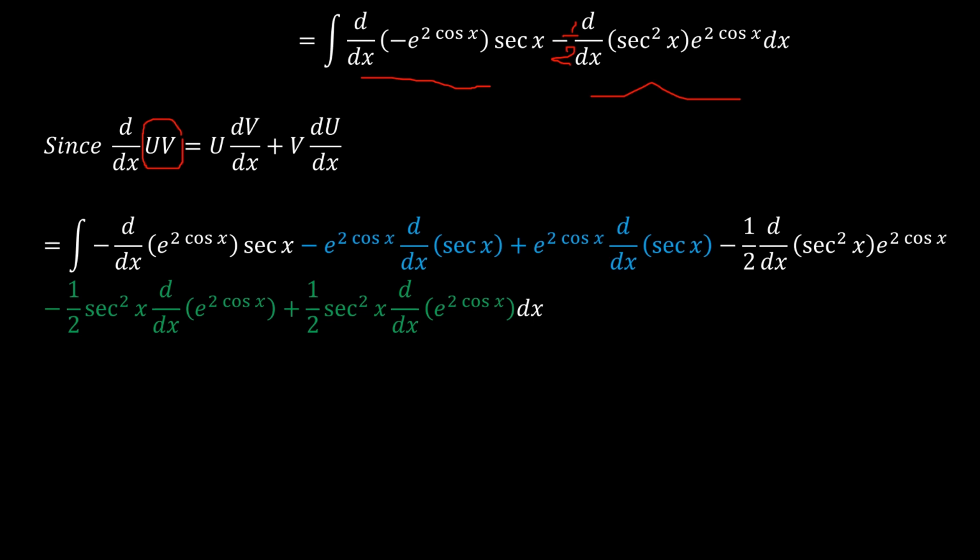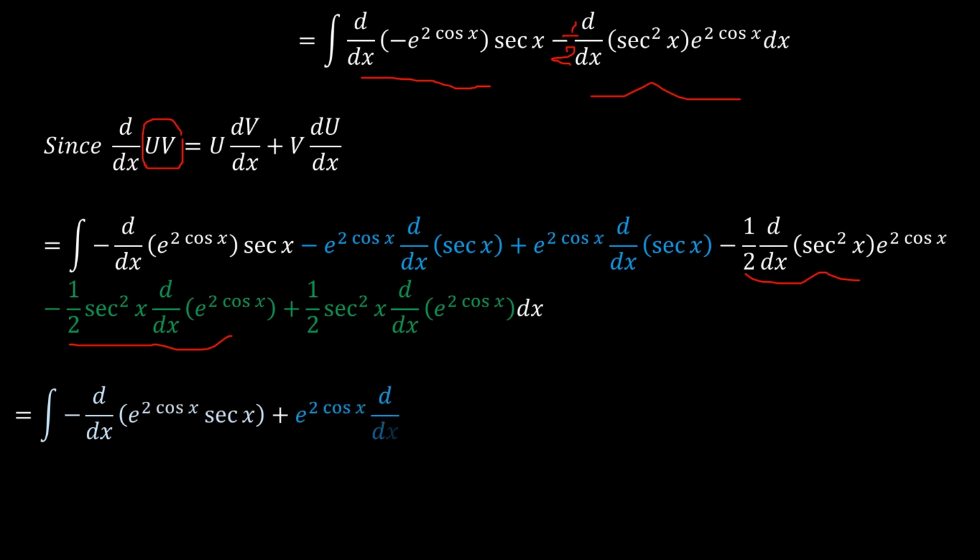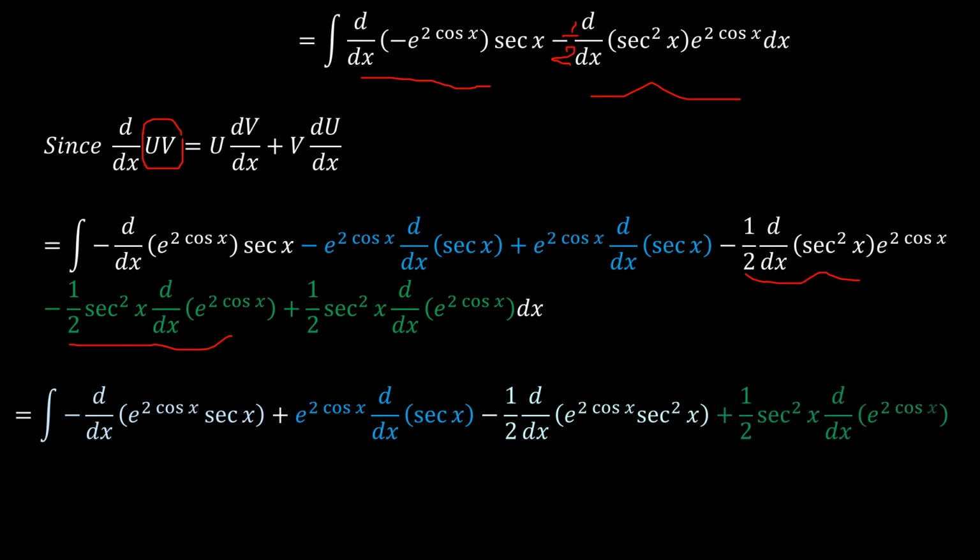However, we can have this and this interact, so we have a scenario where we have negative the derivative of e to the power cosine x times sec x, and then the second part here remains, and the same thing here, we have half times the derivative of e to the power cosine x times sec squared x, and this last part remains.